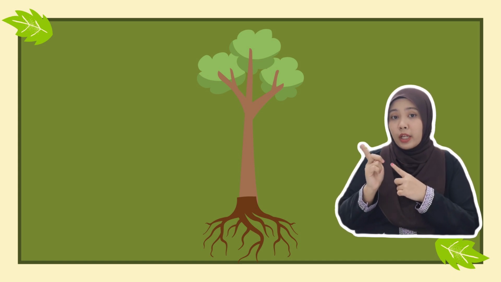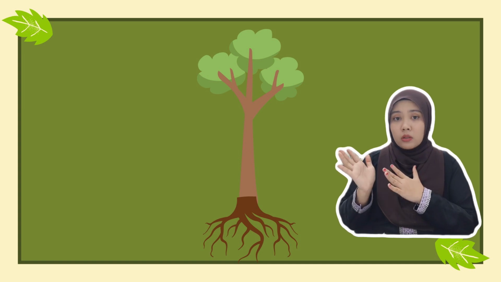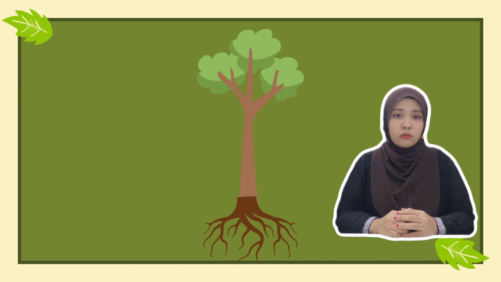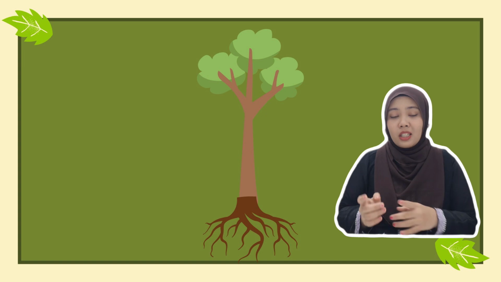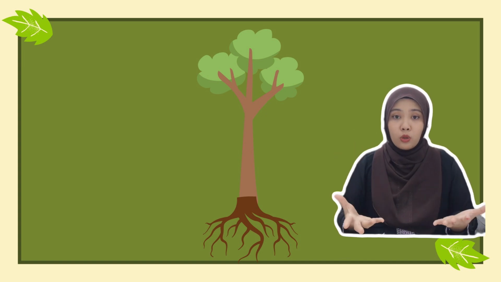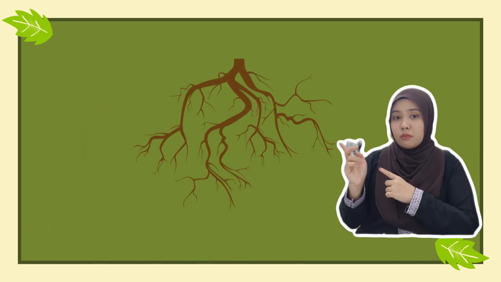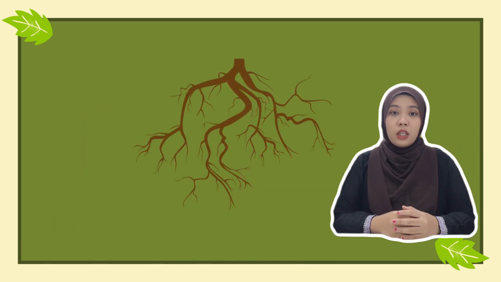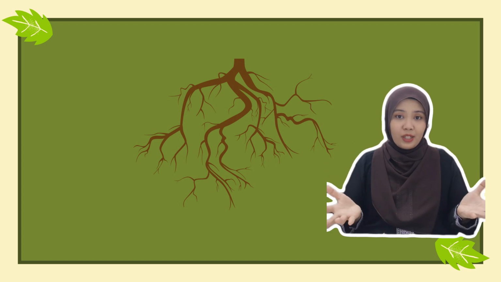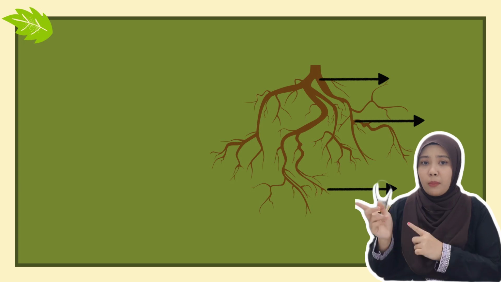What is the object in the picture? Is this a car or is this a house? Correct, student. This is a picture of a tree. How about we zoom in closely? What do you guys see? It's a root. Brilliant, student. There are names for the parts of the root. What is the name of that root structure?